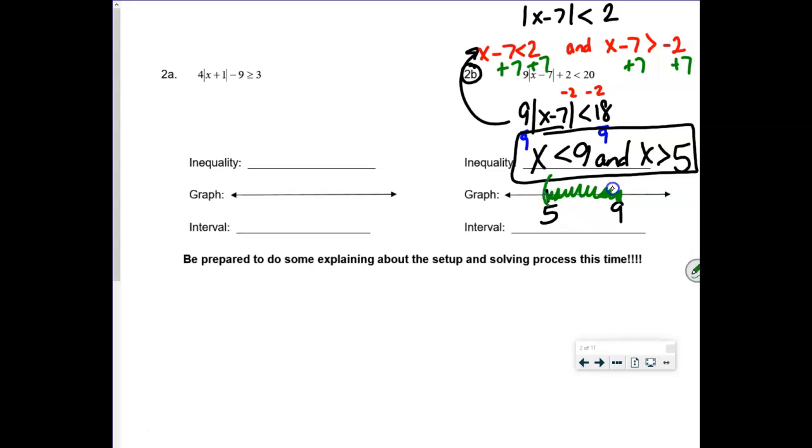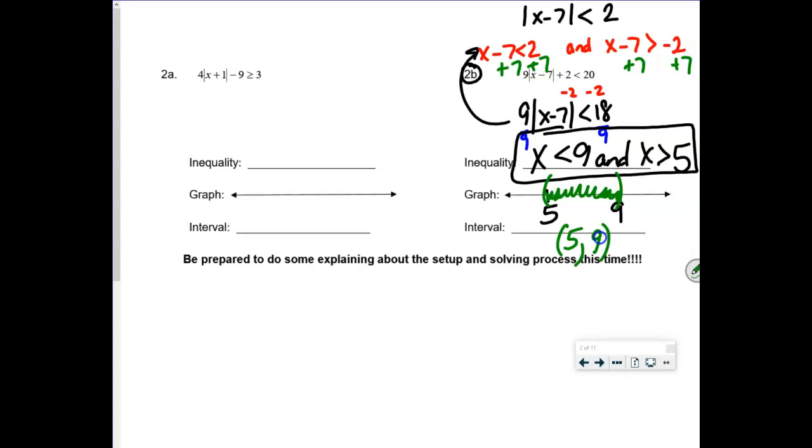Parentheses or brackets? Parentheses. Very good. So this is what you were asking about, Corbin. So the interval starts and stops where? Yep, starts at 5, ends at 9. Ands are the best. They're the easier ones for graphing intervals, at least.